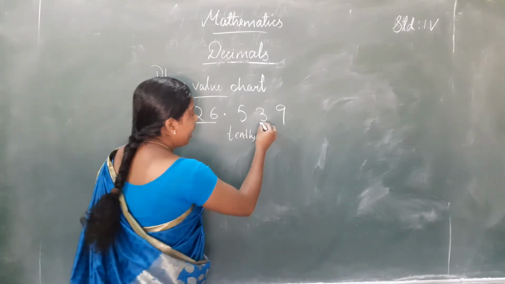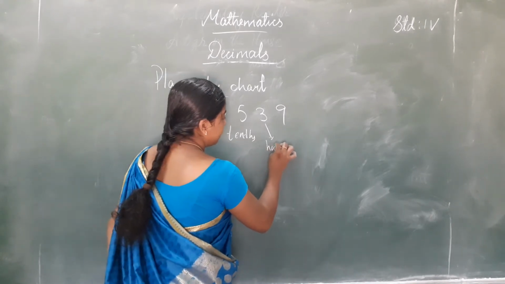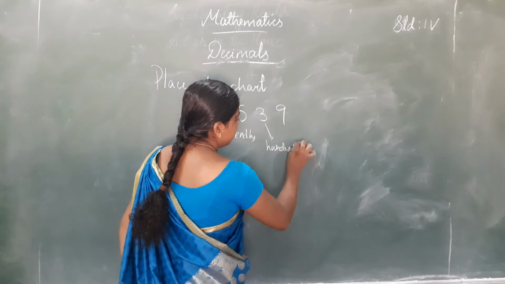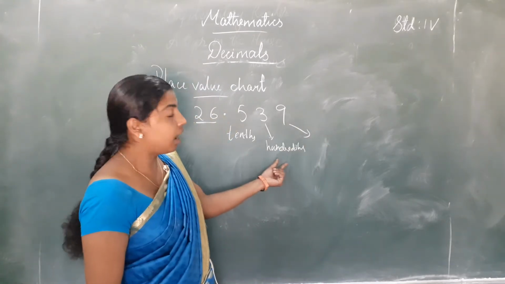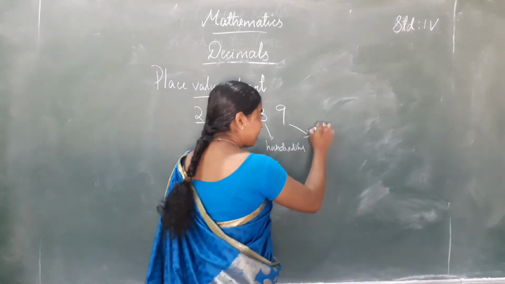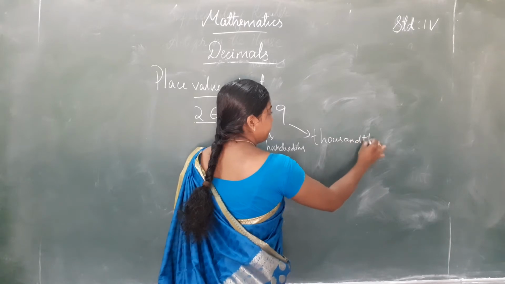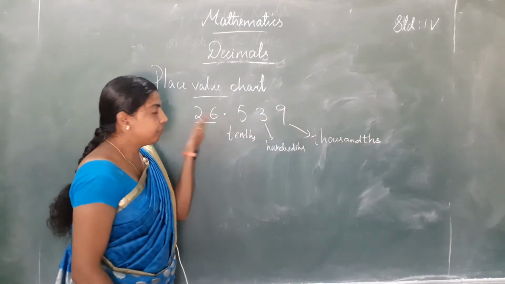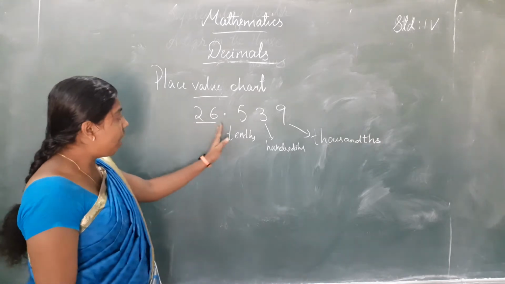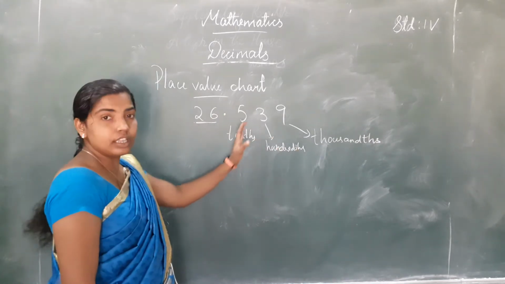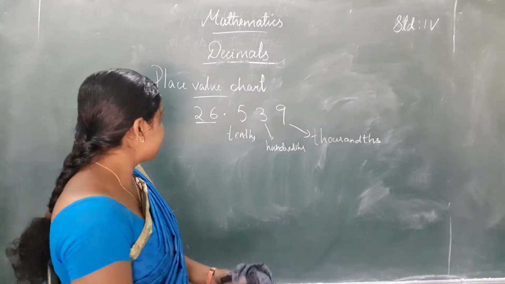10th place. And the next is 100th place. And after that, first is 10th, then 100th and 1000th. So, before the decimal, 1's, 10's, 100, 1000, it goes on like this. After the decimal point, 10th, 100th, 1000th, etc. Okay. Now, let us see.